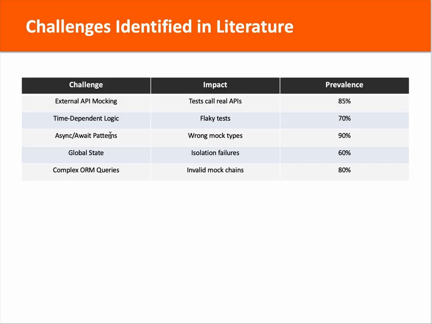Why do LLMs struggle? The root cause is fundamental. LLMs cannot execute the code mentally. They see the source code, but they cannot understand its side effects, what external API is returning, or how the state flows. This insight led to our research question: can we bridge this gap with a better context?